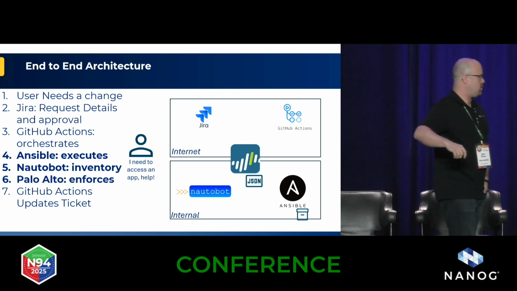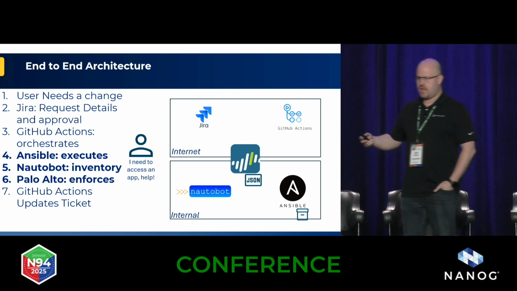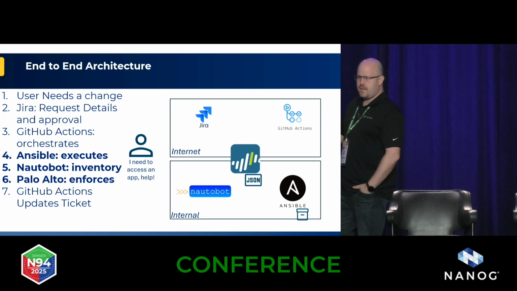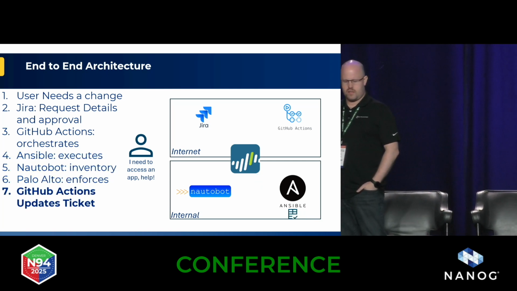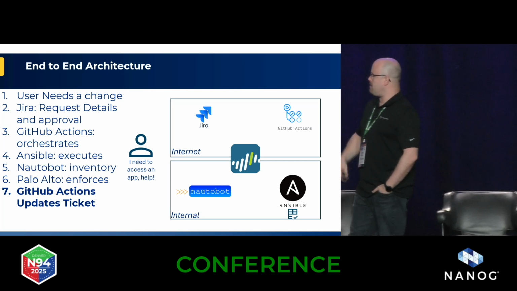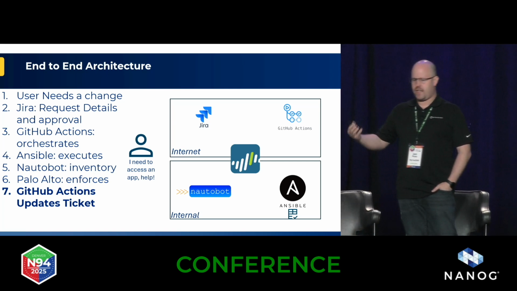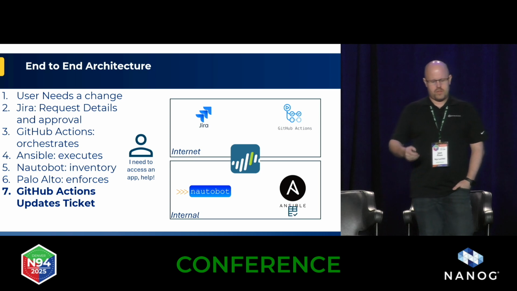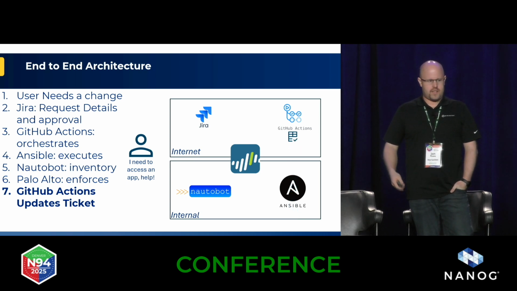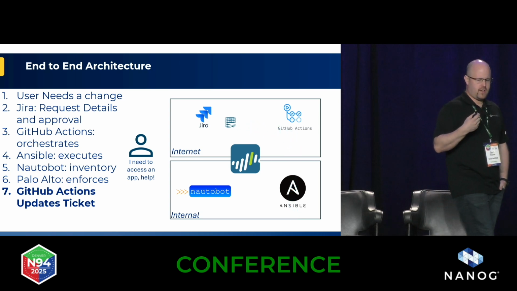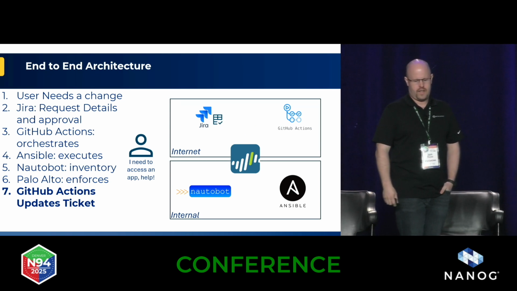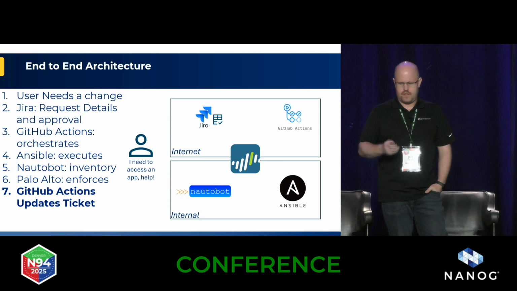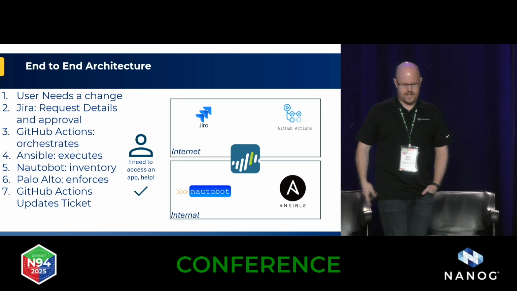From there, we take that Ansible playbook, send it up to the Palo Alto device, make the NAT rule change, and record the results. We see it was successful. Because this is all being orchestrated by GitHub Actions, we're able to see in GitHub Actions that it was successful, go back to Jira, change the status to resolved, and we have a happy end user. I promise. There we go. That's how you know. It's a checkbox.